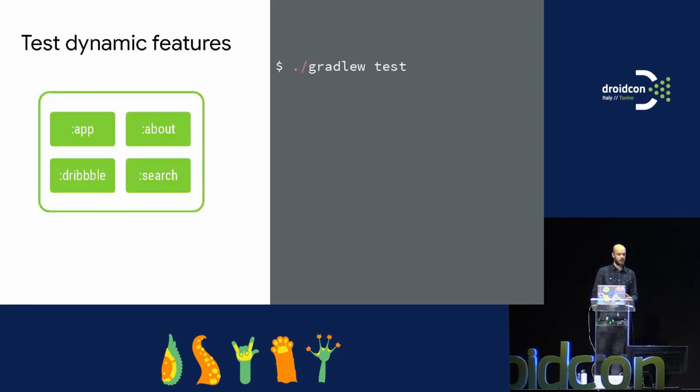For unit tests, this is really cool because we can make use of the parallelized builds. So all the builds, all the features, all the unit tests can be run in parallel. So that speeds up your testing time even more so. It gets a bit more interesting when you want to run connected Android tests.